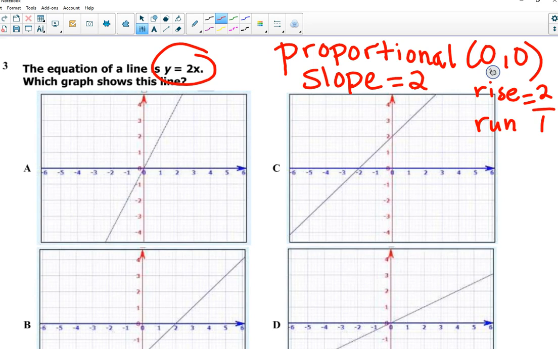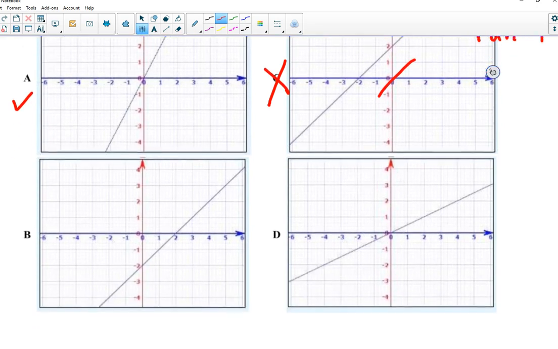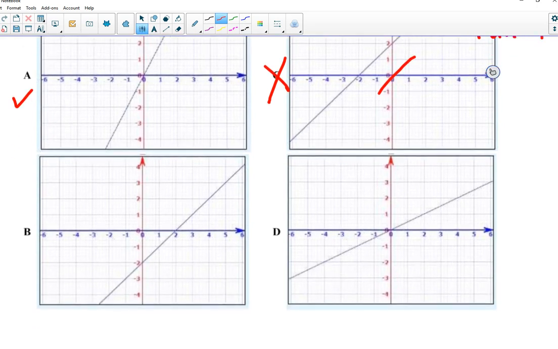So I'm going to look first to see which graphs go through 0, 0. Does the first one go through 0, 0? Yes, so far. Does C go through 0, 0? No, so it can't be C. Does B go through 0, 0? No, so it can't be B. So now we're down to 2 different ones. It's either A or D.